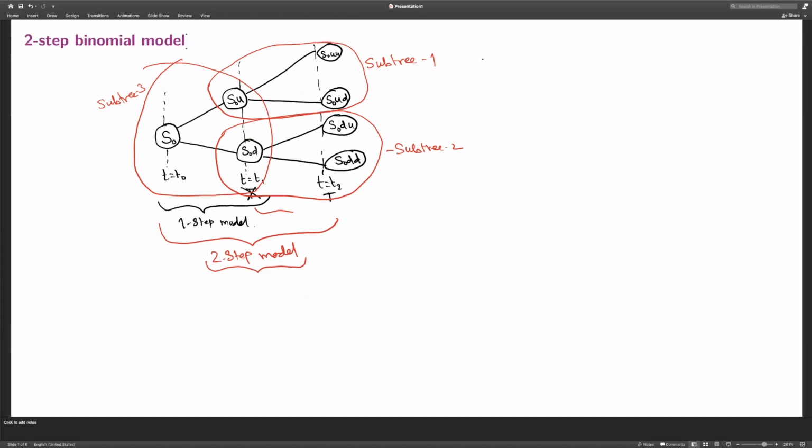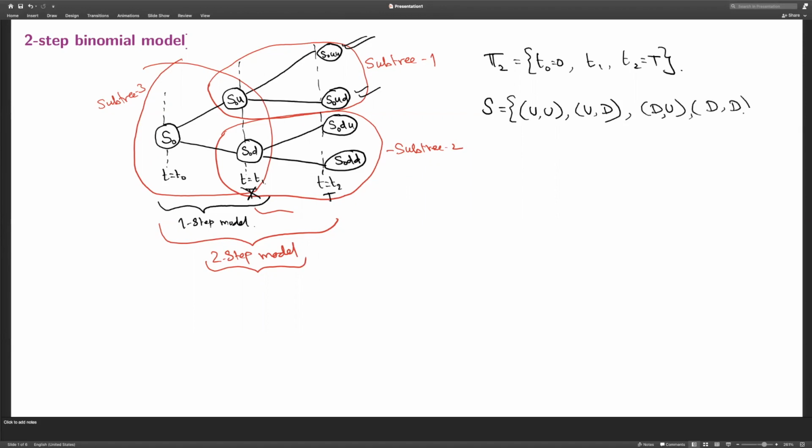In a two-step model, the time partition is given by T0, which is 0, T1, and T2, which is taken as the expiration time. And what is your sample space in this case? It is UU, that is this case, then UD, which is this case, DU, and DD, which are this and this respectively.